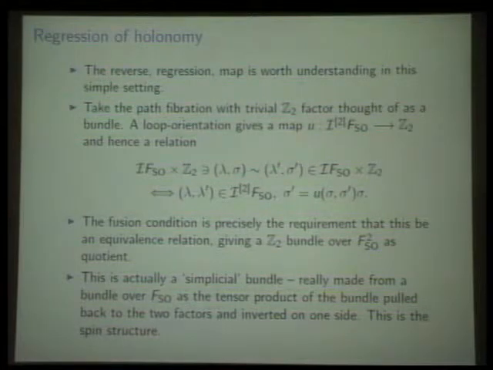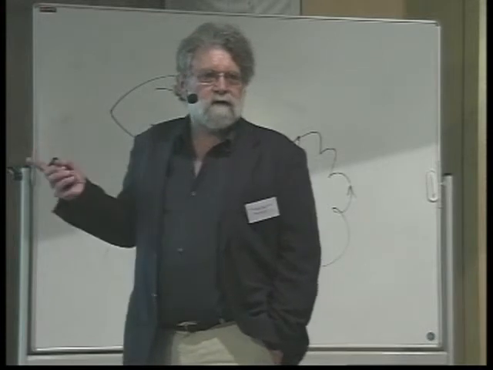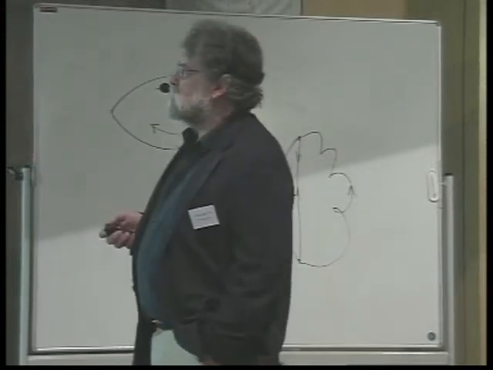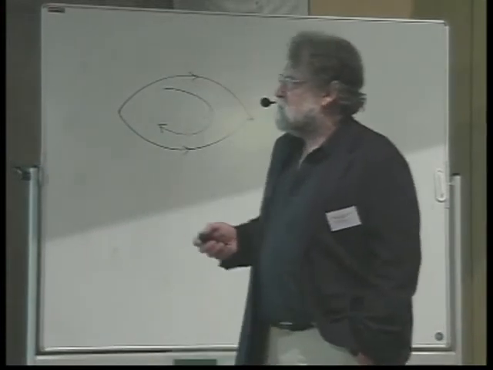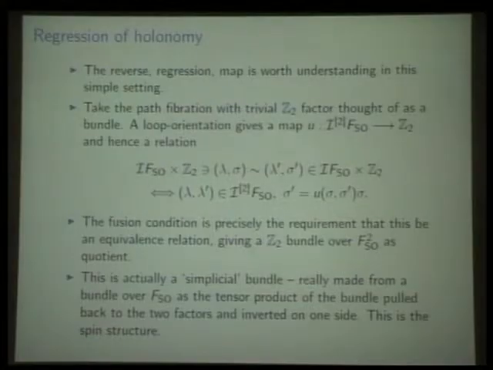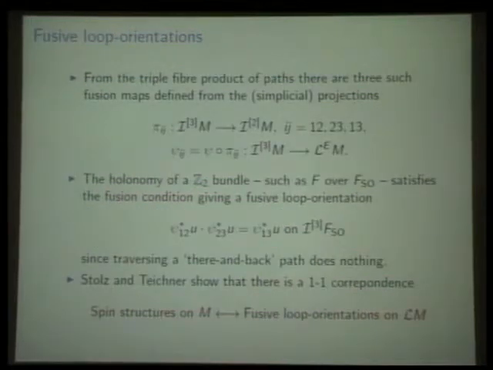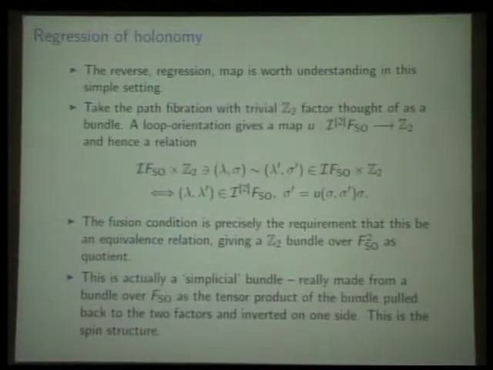So let me just show you the proof of this, because I can't show you the proofs of the later things. They're all very similar, but of course more so. And this you can actually understand rather easily, and it captures the nature of most of the constructions. As I say, Atiyah already understood how to go from spin to this. Holonomy takes you from spin to fusion, to loop orientation.